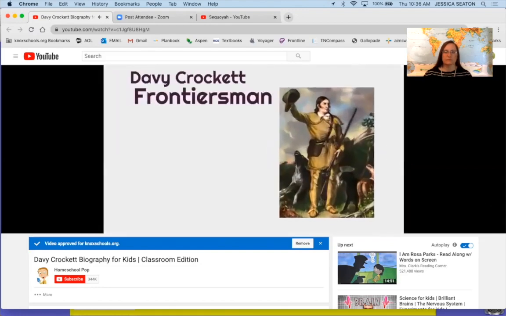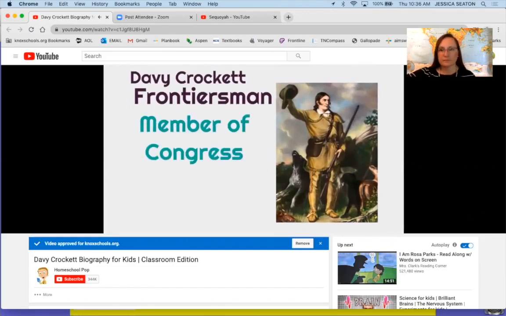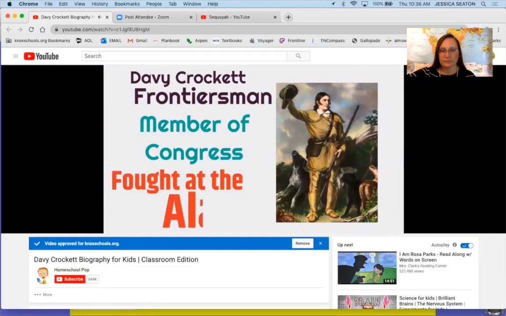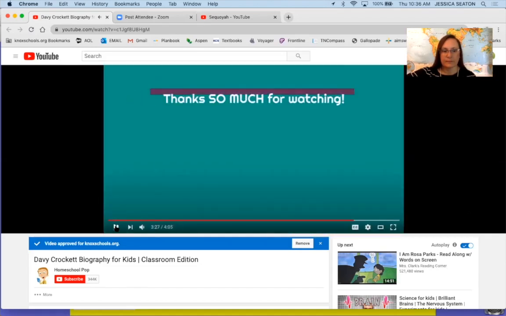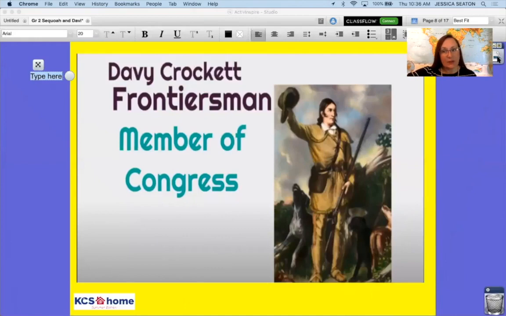Davy Crockett, a frontiersman who nobody would have guessed would become a member of Congress and also go on to fight at the Alamo. He fought at the Alamo for Texas's independence and became an American folk hero. So if you wanted to learn more about Davy Crockett, I know on Disney Plus there's a video about Davy Crockett right now. So you could go on Disney Plus and watch the Davy Crockett video.